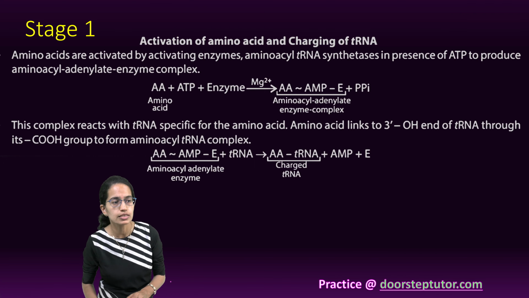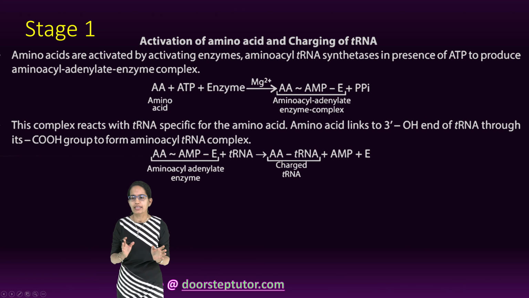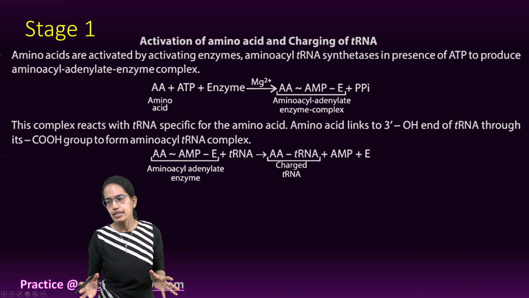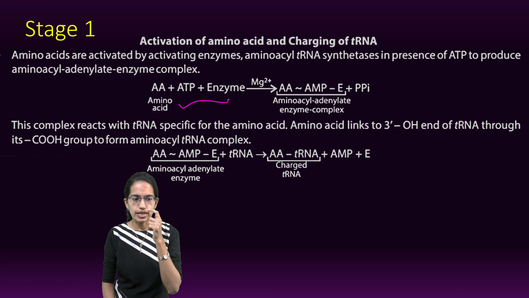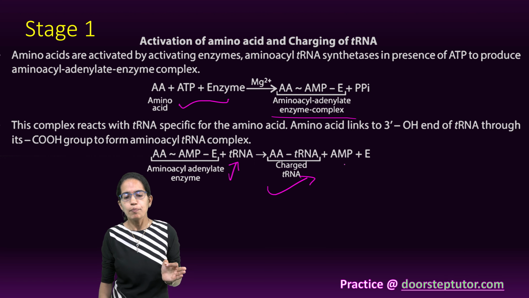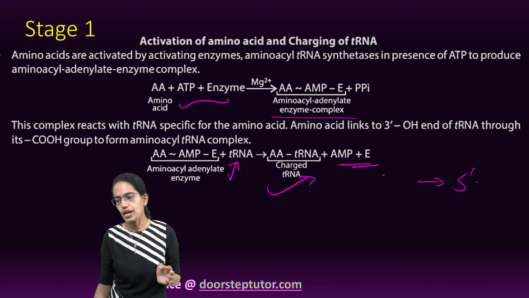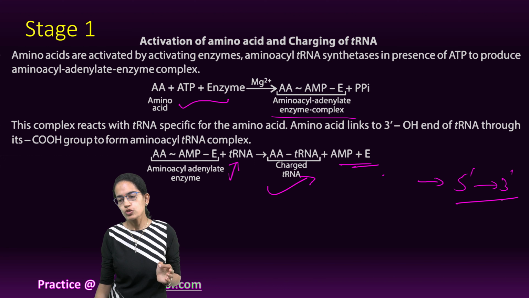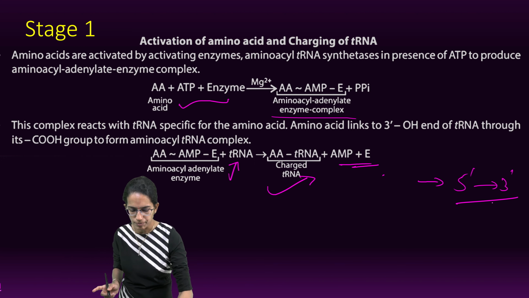So the first stage is the activation of amino acid, which is common for both, and this is where the tRNA picks up the amino acids. The amino acid combines with ATP and enzyme to form the aminoacyl adenylate enzyme complex. This combines with tRNA to form a charged tRNA plus AMP and energy. And this is very important: the 5' cap series to the 3' end. So 5' to 3' end is the movement of the eukaryotic mRNA sequence.